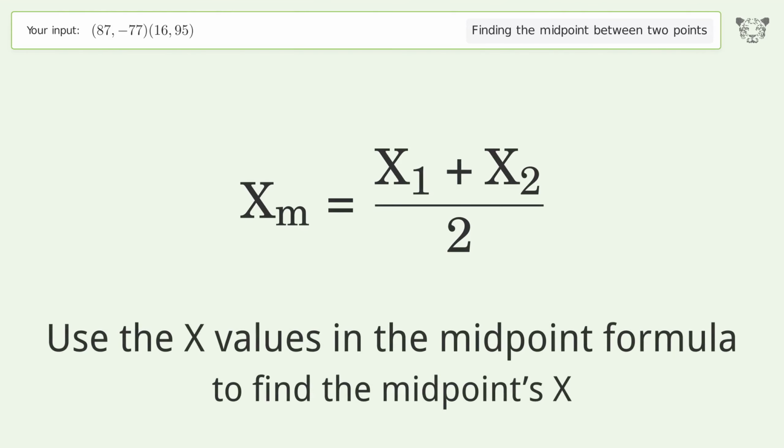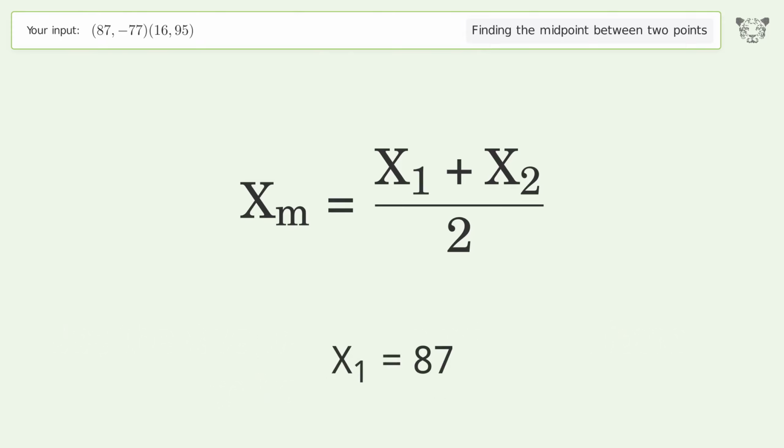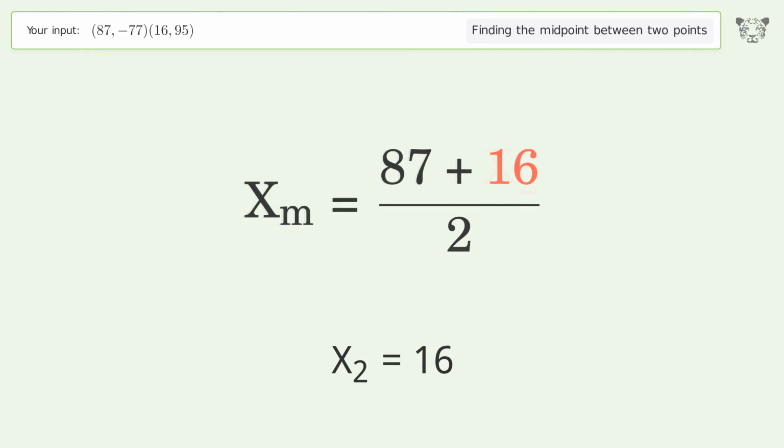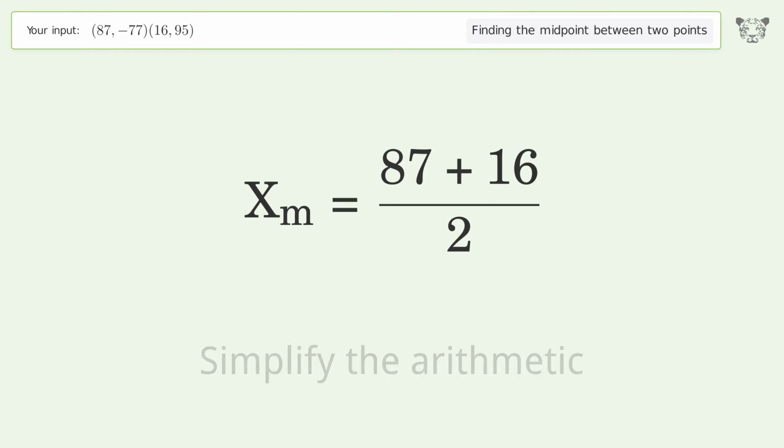Use the x values in the midpoint formula to find the midpoint's x. x1 equals 87. x2 equals 16. Simplify the arithmetic.